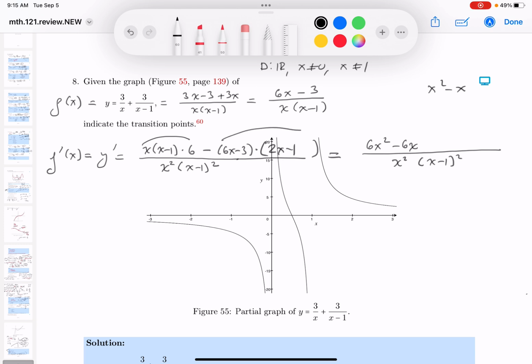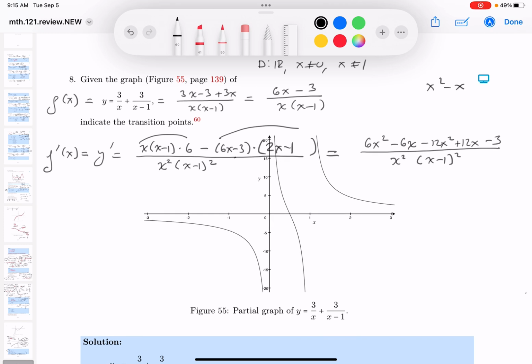I'm going to do this now, and that's going to be what? Let's see, 6x times 2x is 12x, so minus 12x squared. And then you get, let's see, minus 6 is minus 12, so plus 12x. And minus 3 times minus 1 is plus 3, so it's minus 3. I'm still not done yet, by the way. Over x squared, x minus 1 squared.